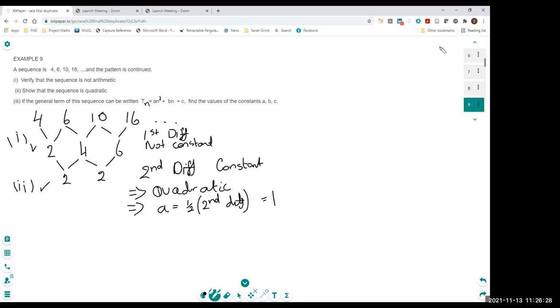Both done. If the general term of the sequence can be written as T of n is equal to an squared plus bn plus c, find the values of a, b, and c. In other words, they've given us the first 4 terms of the sequence, and they want us to write out the general formula for the term.